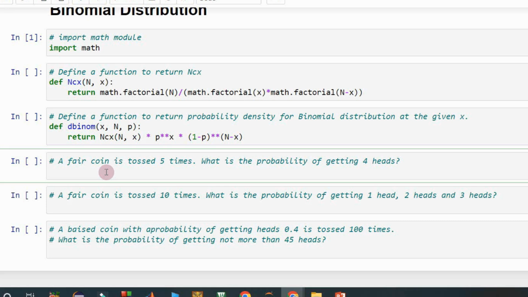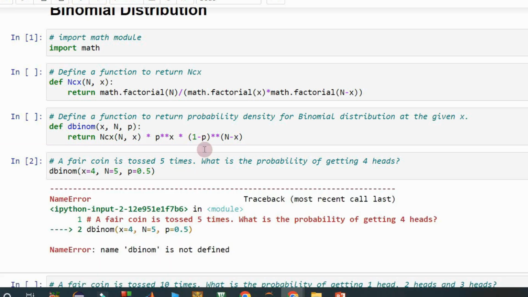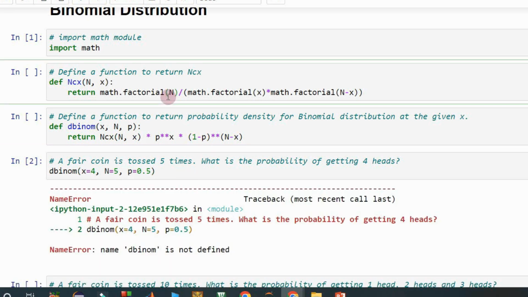Since we have tossed that coin 5 times, the number of trials would be 5. Then we need to get the probability of getting 4 heads. That means here the x value is 4. By considering this statement, I am going to call the dbinom function with x value 4, the number of trials n is equal to 5, and the probability of success p is equal to 0.5. Then the probability from the binomial distribution would be, sorry, I did not run the previous cells here, I have to run these two cells.